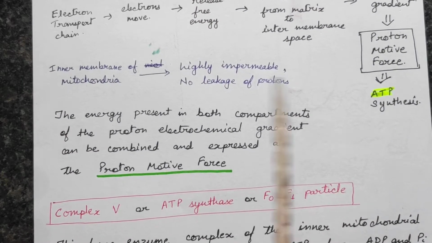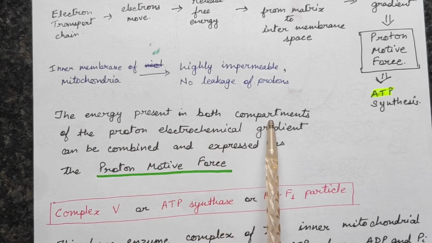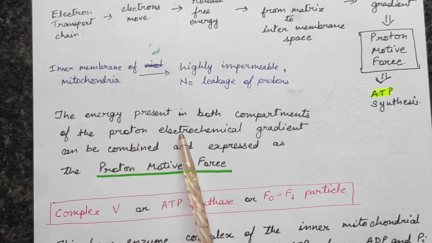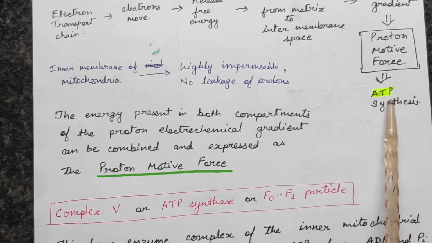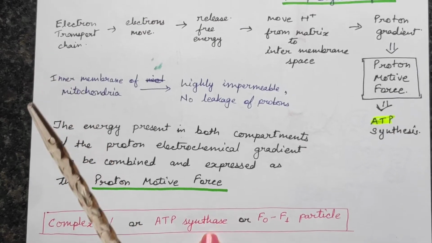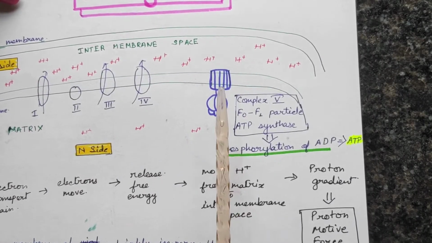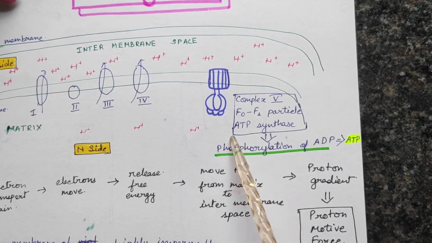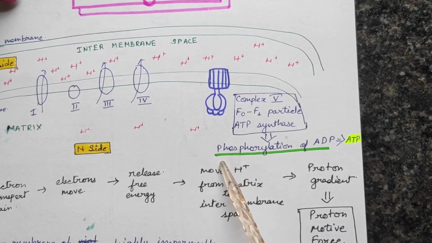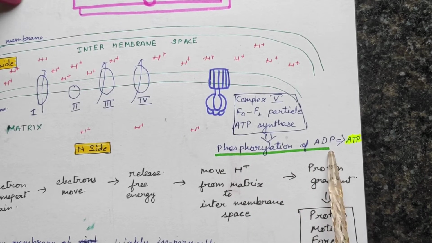Now what is proton motive force? The energy present in both compartments, here both compartments means the matrix and the intermembrane space, of the proton electrochemical gradient can be combined and expressed as the proton motive force. So this energy is called the proton motive force, which will further help in the ATP synthesis. Now this complex 5, or the F0F1 particle, or the ATP synthase, helps in the phosphorylation of the ADP into ATP.